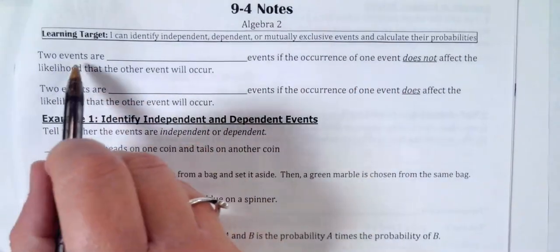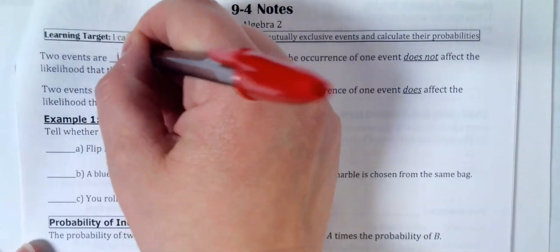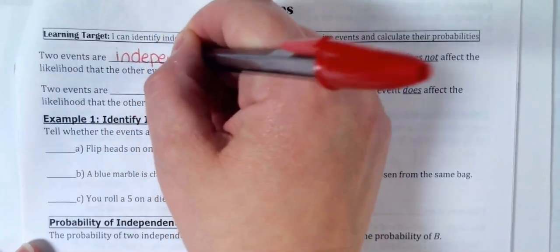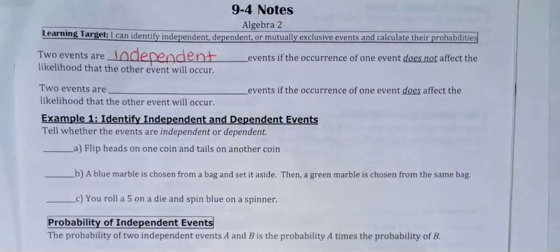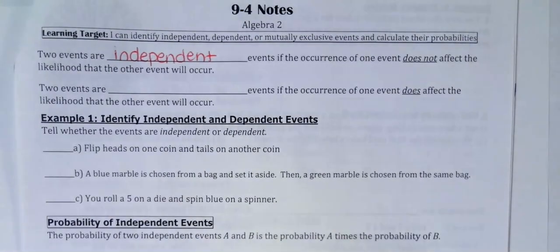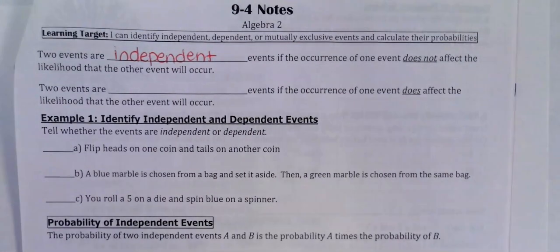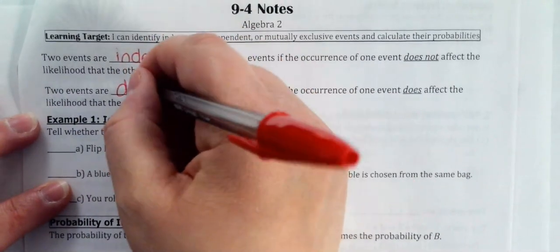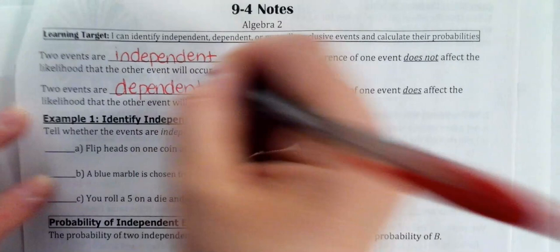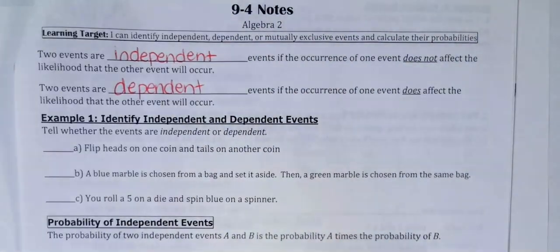It just says two events are blank. These are going to be independent. So two events are going to be independent if the probability of one doesn't affect the probability of the other. Right? So independent, the probability of one thing happening doesn't in any way affect the probability of a second thing happening. Now two events for the second blank are going to be dependent if the probability of one affects the probability of the other in some way.